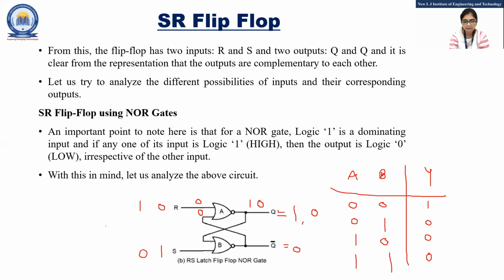This 0 we are applying to one of the inputs of this NOR gate B. So here 0, 0 we are applying to this NOR gate. So Q dash is equal to 1, because both inputs are 0, output will be 1. Fine. So whenever R is equal to 1, Q will be 0, means the circuit will be in reset mode.